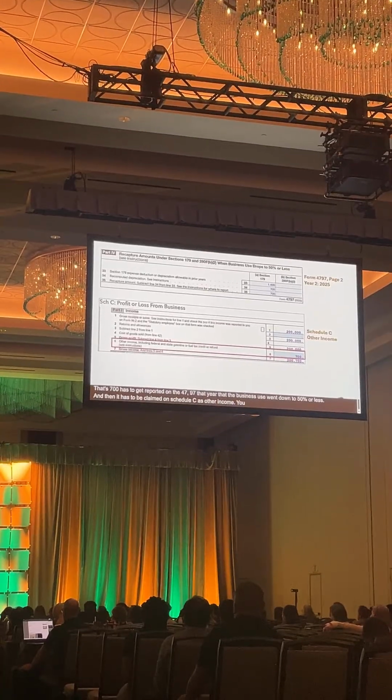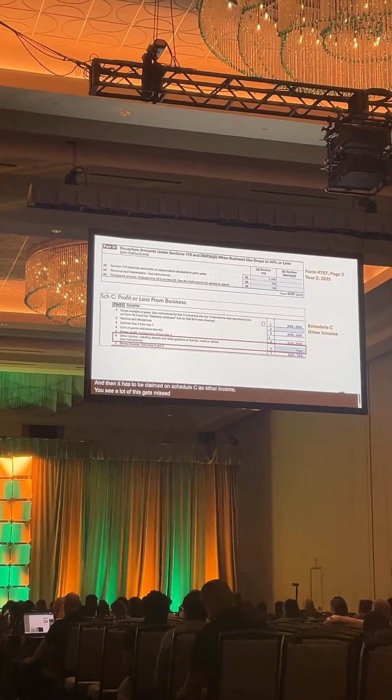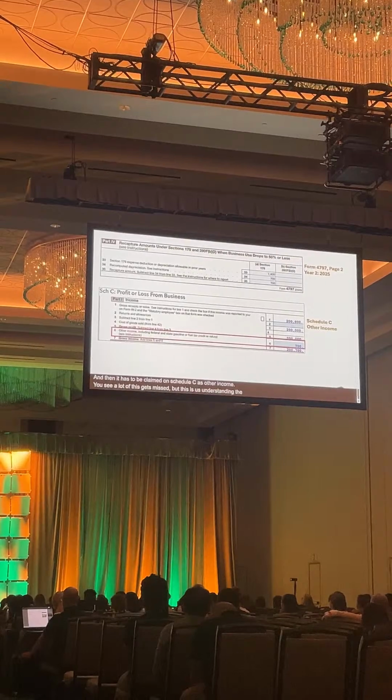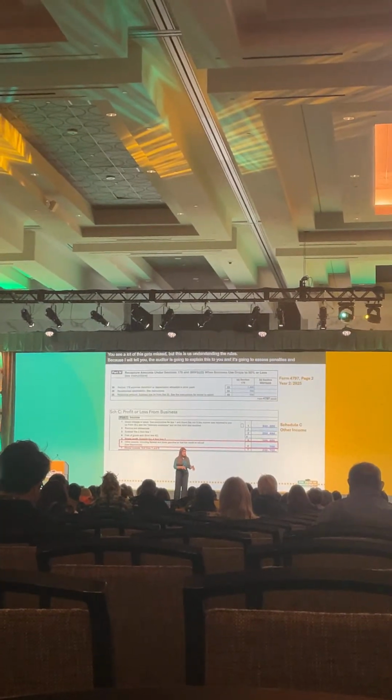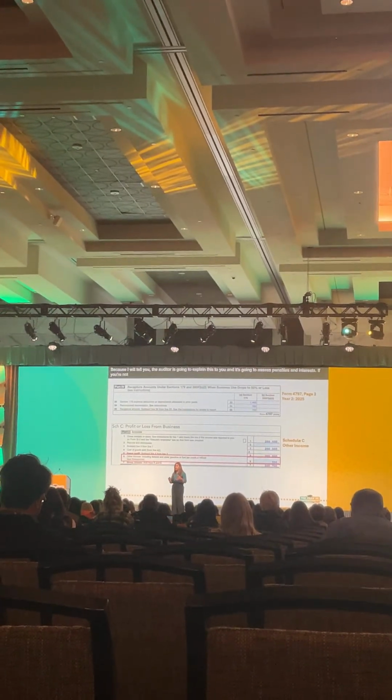You see, a lot of this gets missed, but this is us understanding the rules, because I will tell you, the auditor is going to explain this to you, and it's going to assess penalties and interest if you're not recapturing the depreciation.